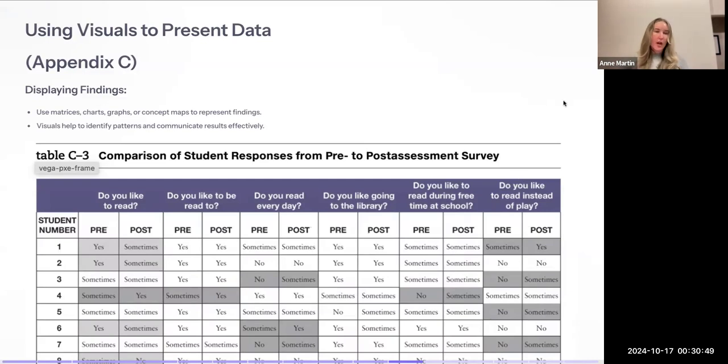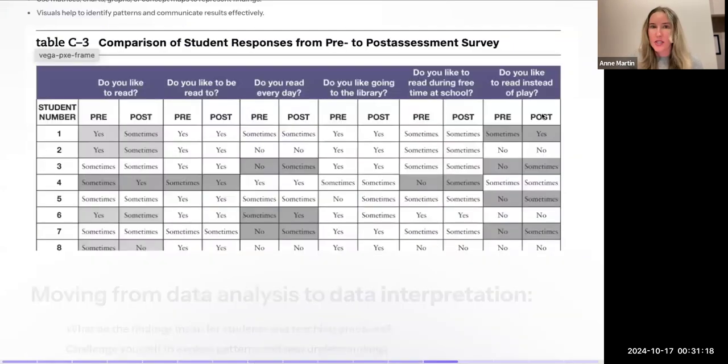And it can help you also think about ethics. You can see here, they have student number, they took out names on their display, put in numbers, and how they are representing and displaying the results of a survey. So I encourage you to peruse Appendix C, and that's something that we'll be coming back to when we're writing up our action research and presenting it as well. But it can be helpful to see some examples to think about how you might engage in this process with your work.